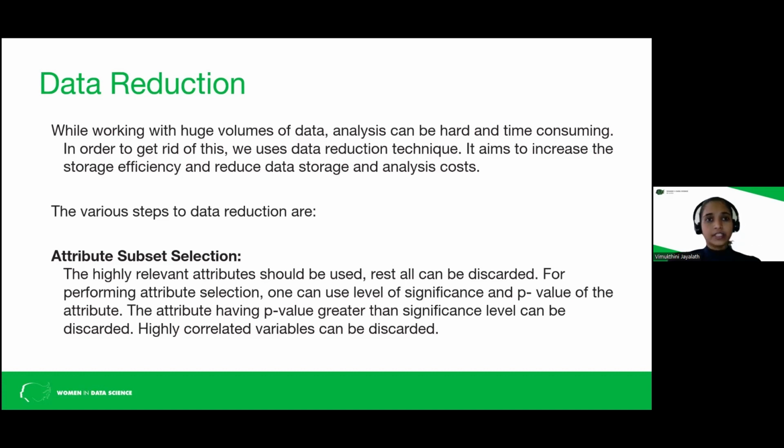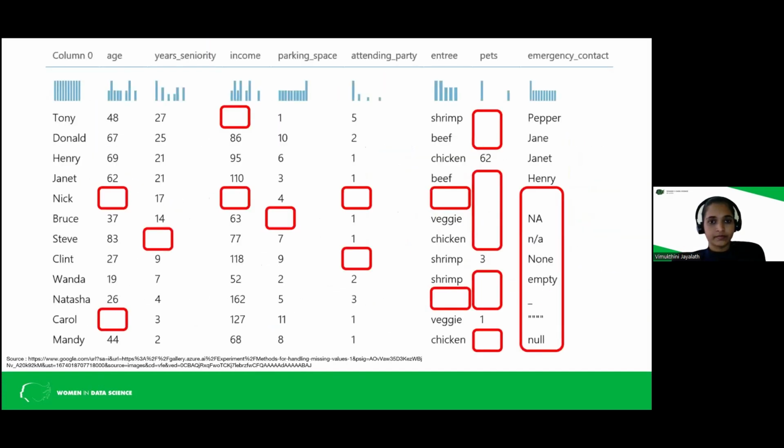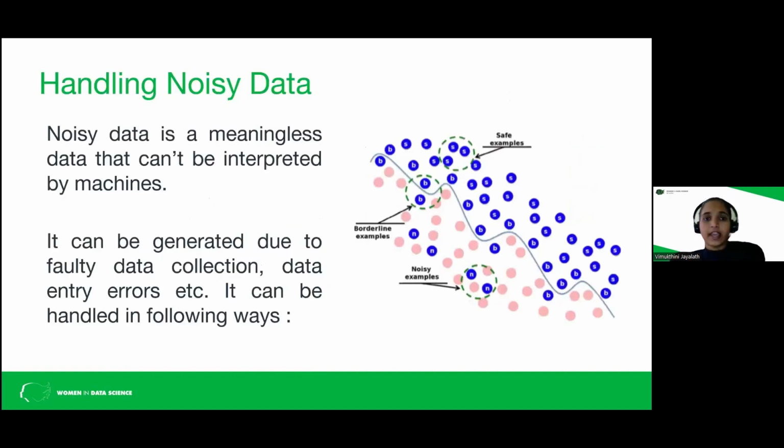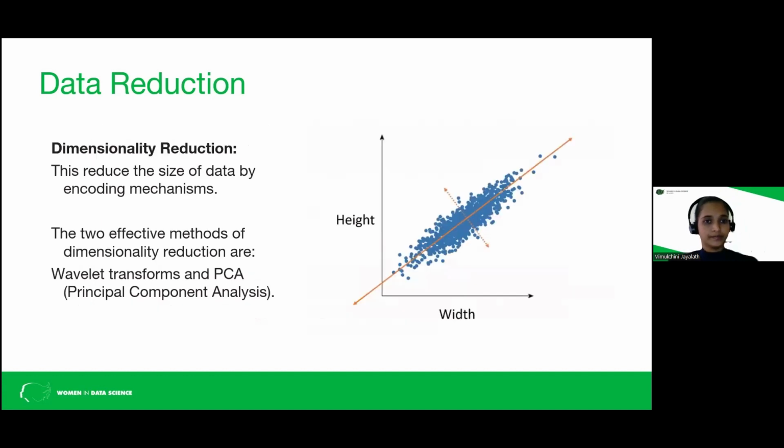For example, I'll go back to this one. So when it comes to this data set, we can see that pets and the emergency contact don't give any value to the data set. So might as well get rid of it. So like that, we can go through the data set, and that's one way of deciding how we can select the attributes. And another way is we can use the level of significance and p-value of the attribute for the predicting label to decide whether we need the variable or not.